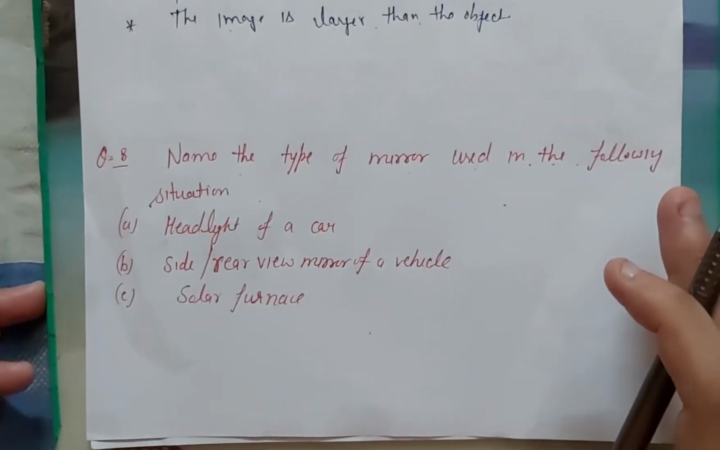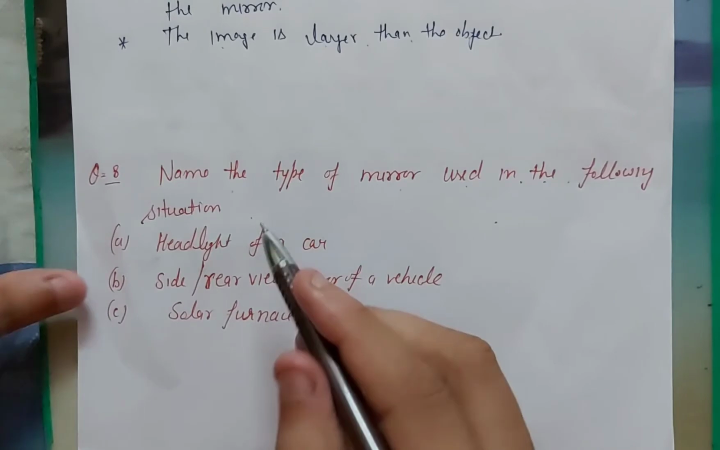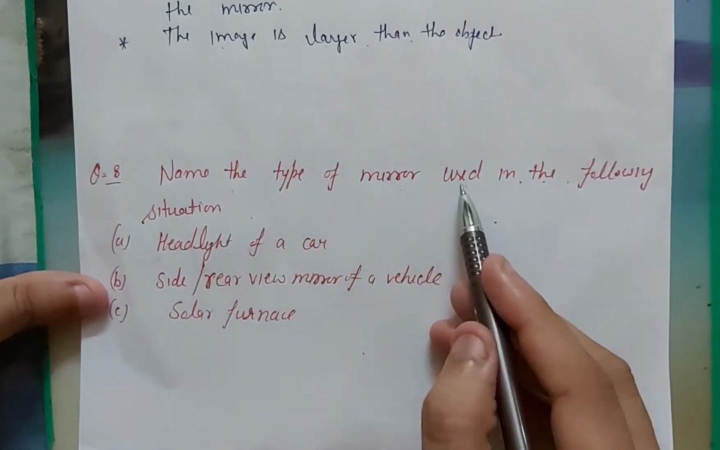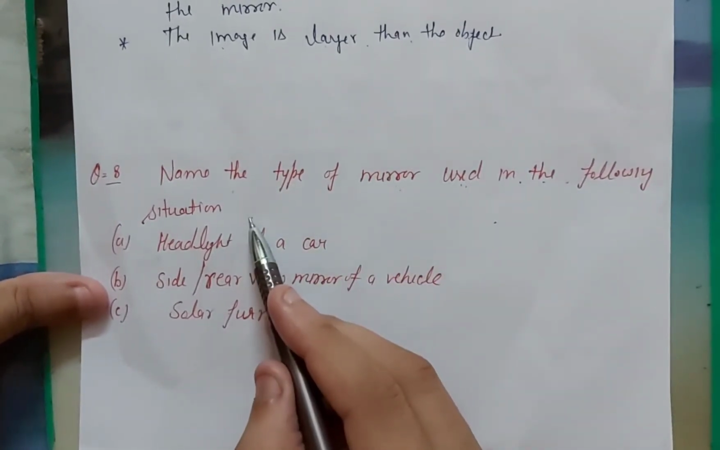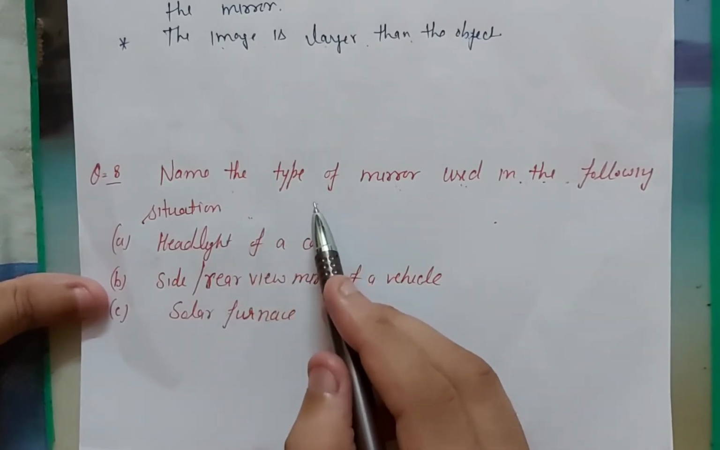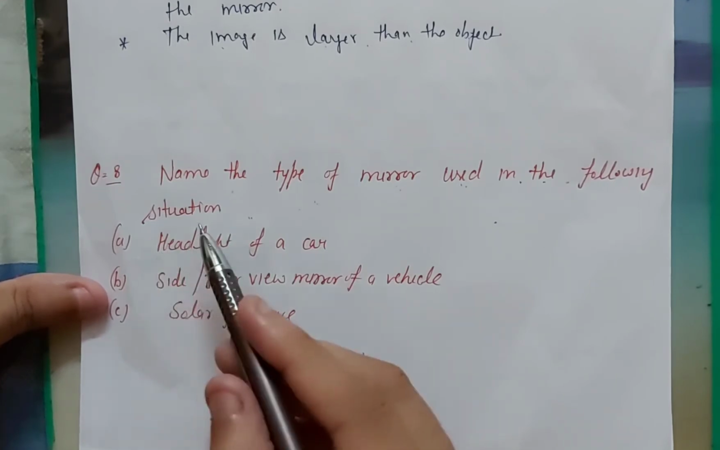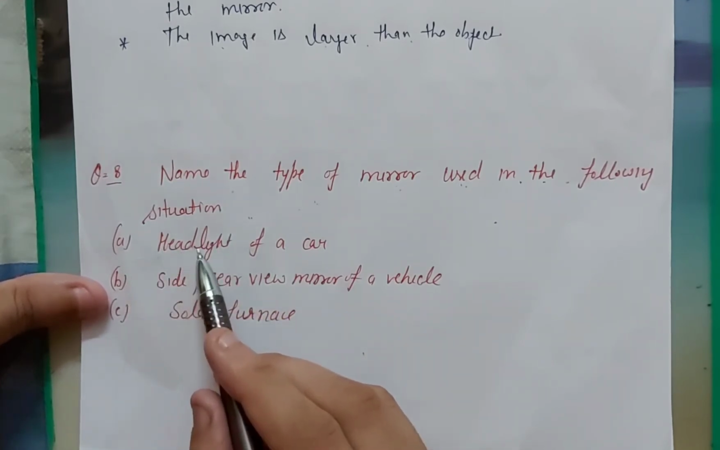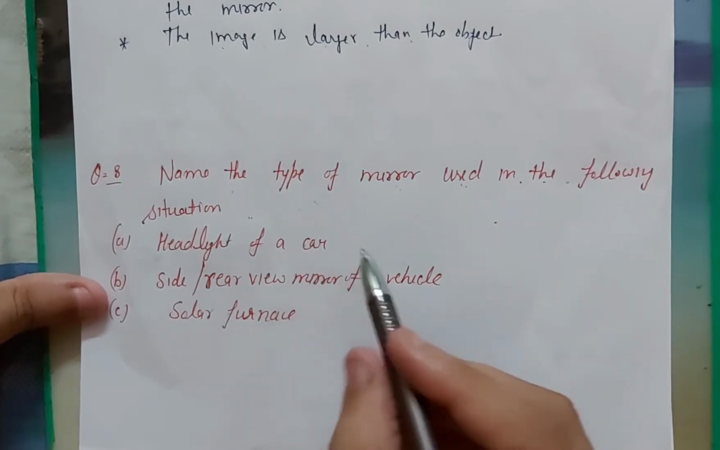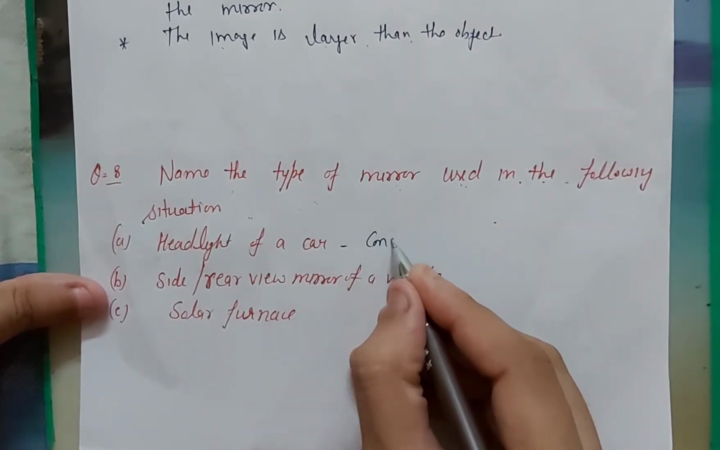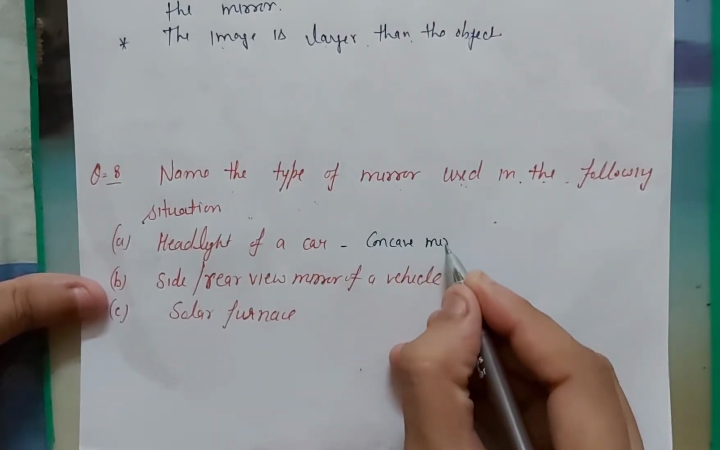Next is the 8th. What is the 8th? Name the type of mirror used in the following situations. As we know, there are two types of mirror: one is concave mirror and the second is convex mirror. So in which case are we using concave and convex? First is the headlight of a car. In this case we will use a concave mirror.